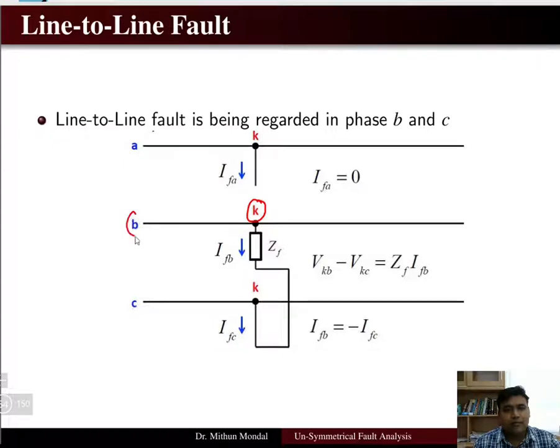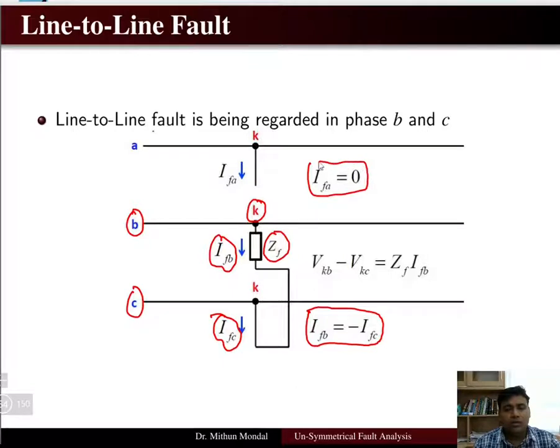two lines B and C are connected with respect to a fault impedance ZF. Then the current flowing in phase B is shown and the current flowing in phase C is shown. We know that by seeing the direction of the current, the fault current in phase B is the negative of the fault current in phase C. Since phase A is not associated with the fault, the current in phase A is 0.